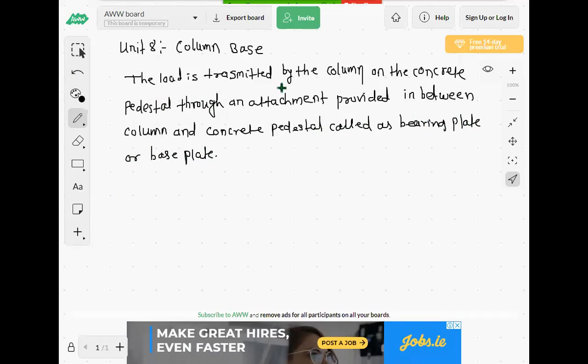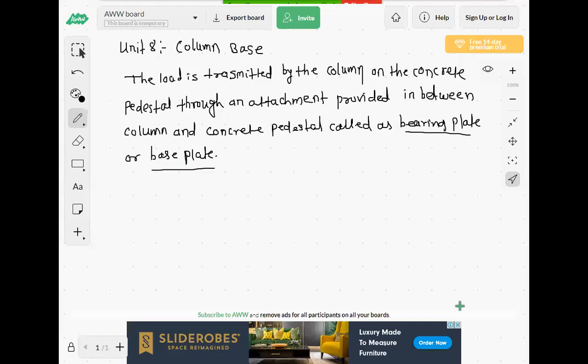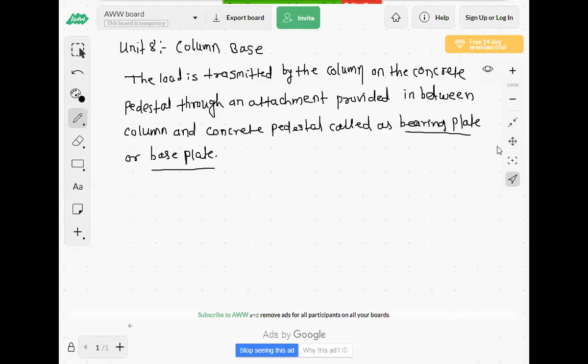So what is a bearing plate or base plate? The load is transmitted by the column on the concrete pedestal through an attachment provided in between column and concrete pedestal, called a bearing plate or base plate, and that bearing plate or base plate we have to design here.